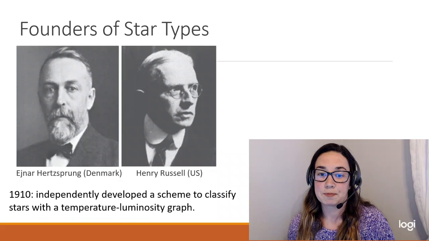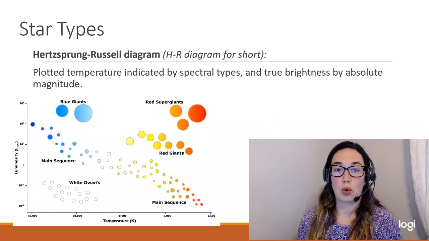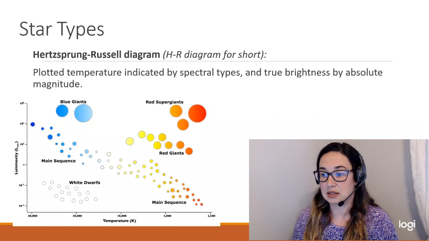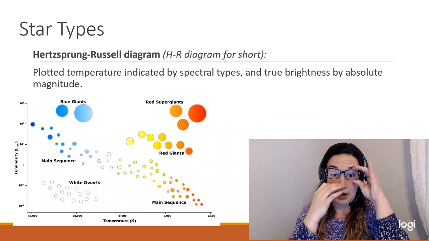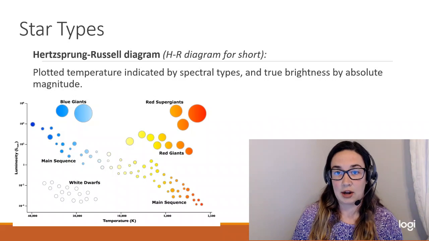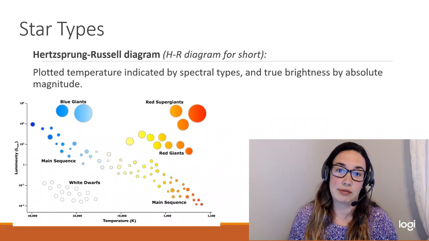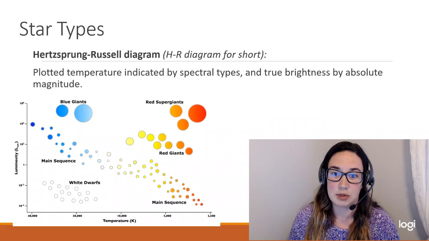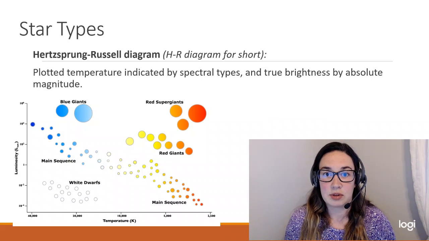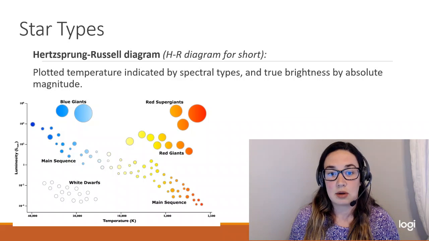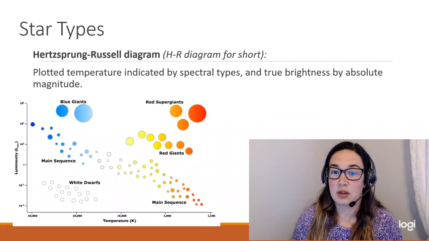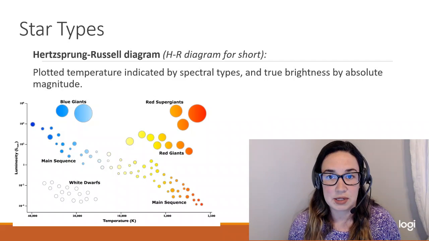So they did develop a graph in order to chart the stars, and it was named after both of these scientists here. So it ended up being called the Hertzsprung-Russell diagram. And it's also known as the HR diagram for short. So if I reference the HR diagram, this is what I'm talking about here. As I mentioned, with this classification scheme, they plotted the stars based on temperature, indicated by the luminosity or spectral types here.